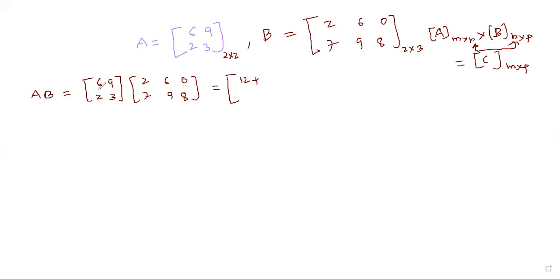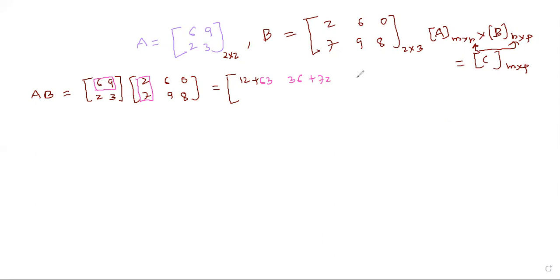The first row will multiply with the first column. Their corresponding elements will be multiplied and added. So 6 into 2 is 12, 9 into 7 is 63. Similarly, first row, second column: 6 into 6 is 36, plus 9 into 8 is 72.